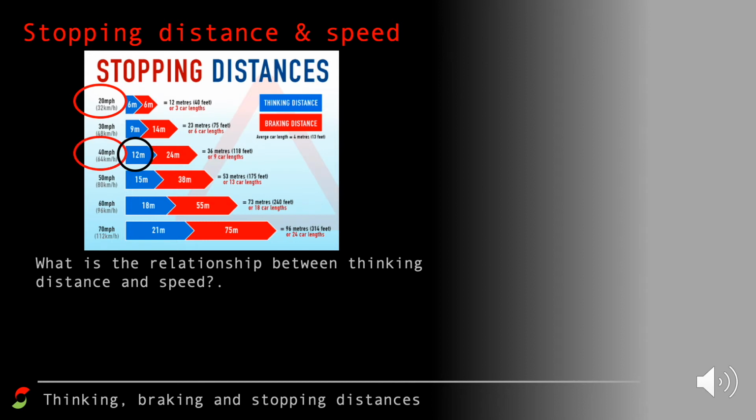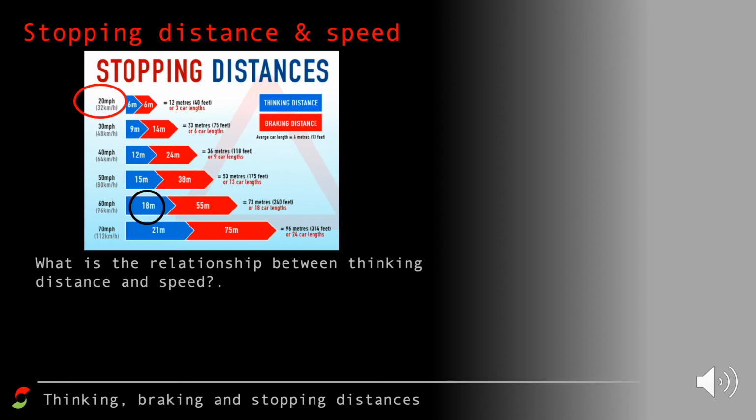So if I choose a nice number to go with 20, and 40 is quite a nice number because that's an increase of 2. And then I look at the two numbers that are linked to those speeds, and those numbers, the distances, go up by a factor of 2. So if speed increases by a factor of 2, thinking distance increases by a factor of 2. But is that the same for all of the different data that's represented here? So let's have a look at a different set of data.